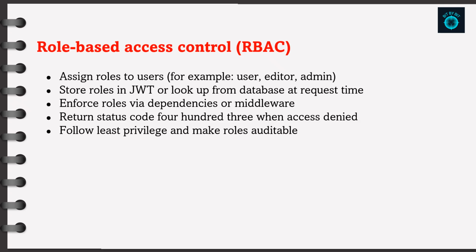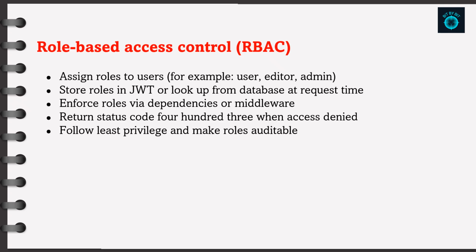On every protected endpoint, a dependency or middleware extracts the roles for the current user and checks them against the required role for that endpoint. If the user does not have the required role, the API returns status code 403, forbidden.